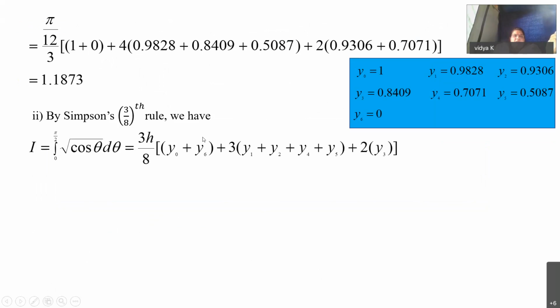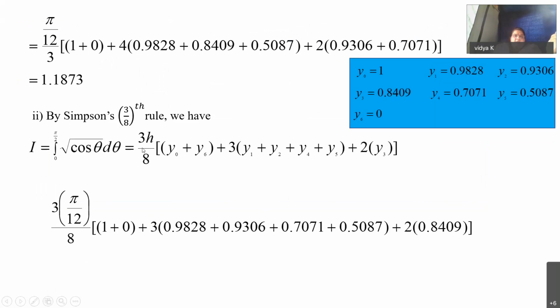What is Simpson's 3/8 rule? This is the formula. So you get 3 into h, which is pi by 12, by 8. Then y0, y6 is 0, like that. From the table you substitute, you get that.